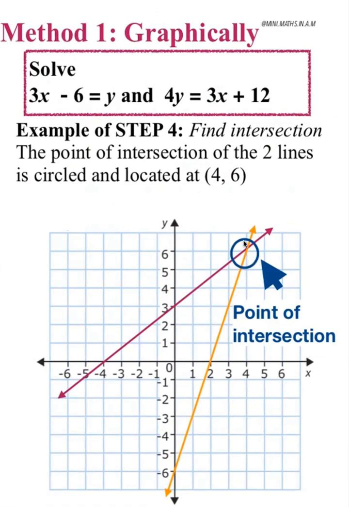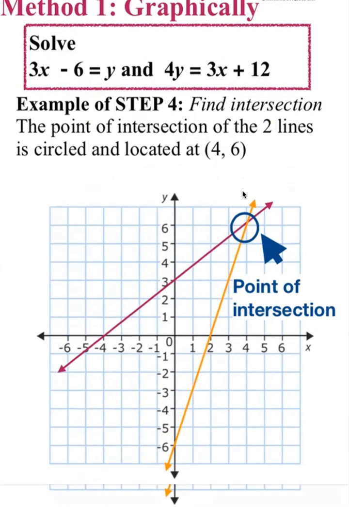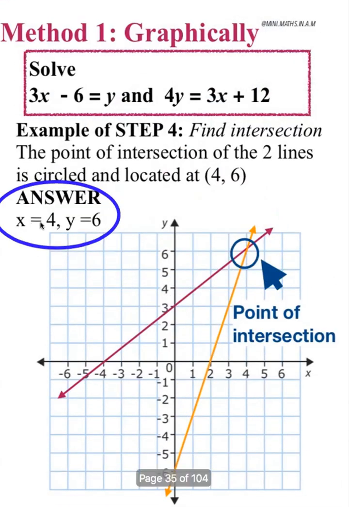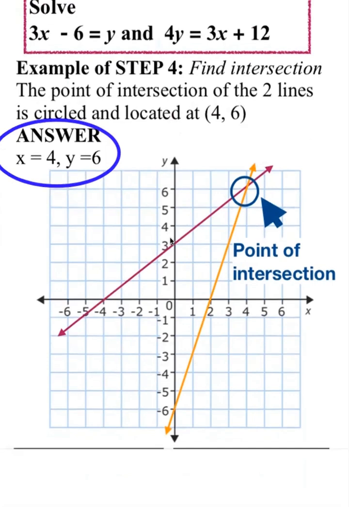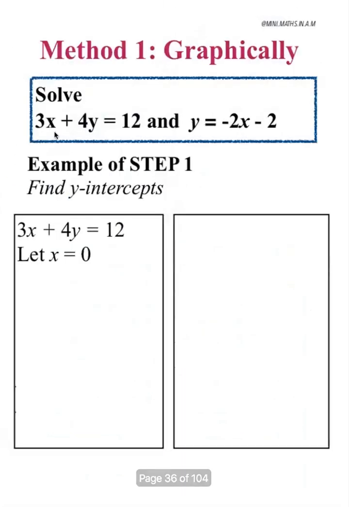Okay, and we can see this intersection is happening when x equals 4 and y equals 6. So it's coordinate 4, 6. And our answer is x equals 4, y equals 6. Okay, here's another example. So we have 3x plus 4y equals 12 and y equals negative 2x minus 2.